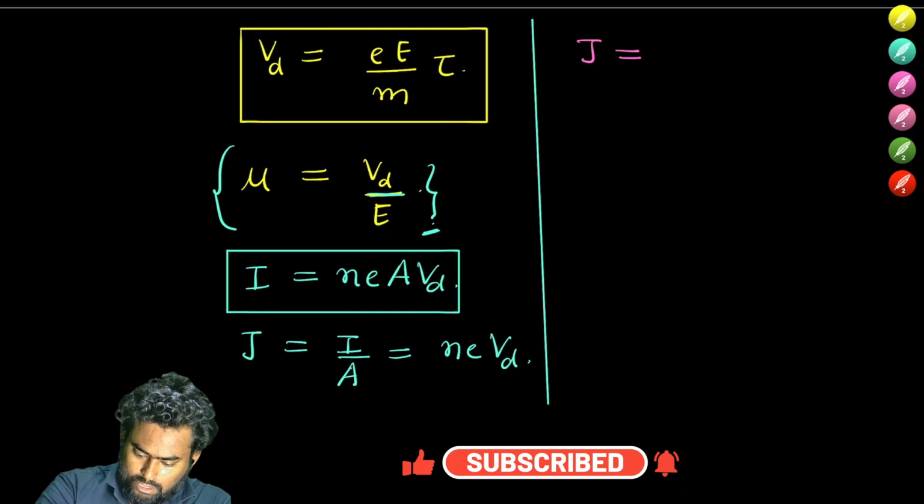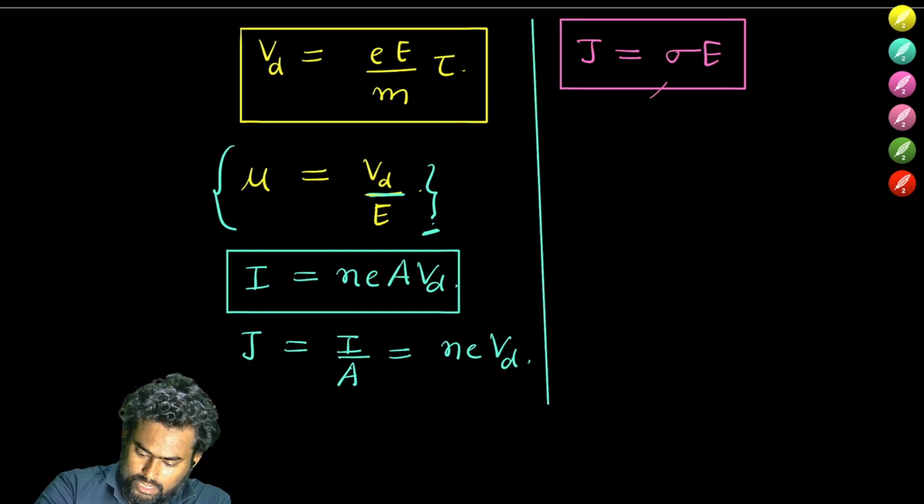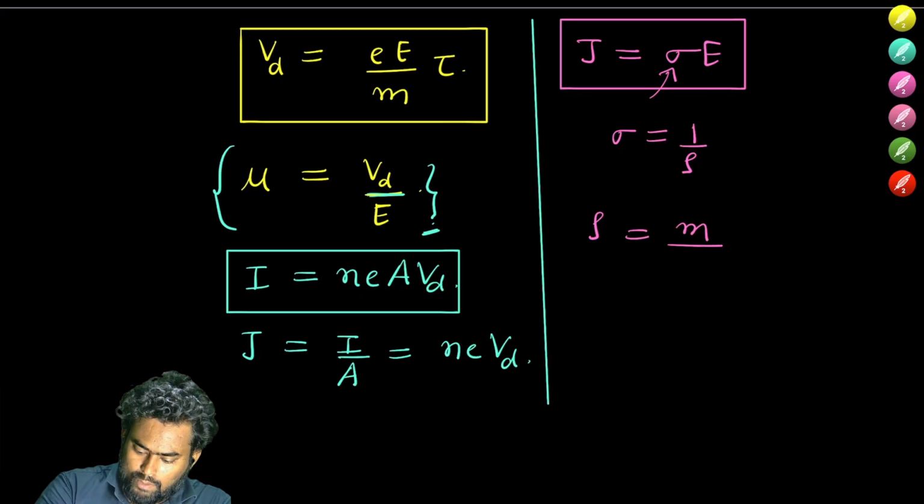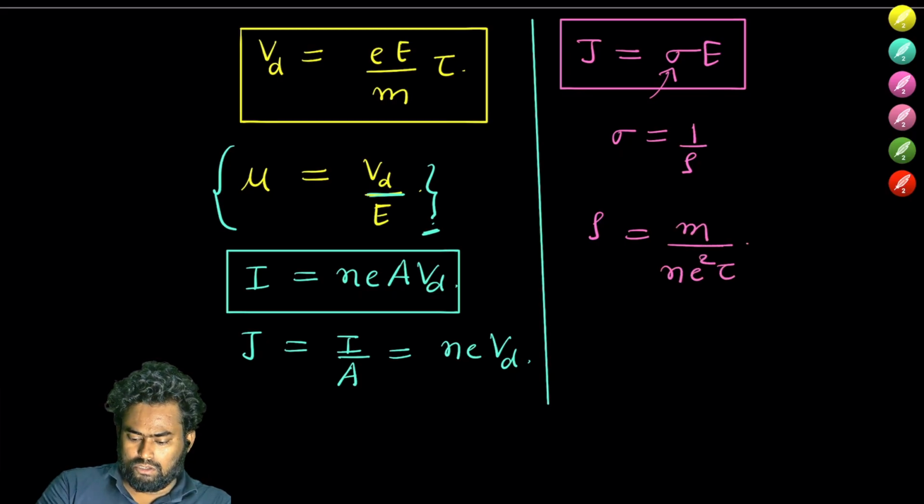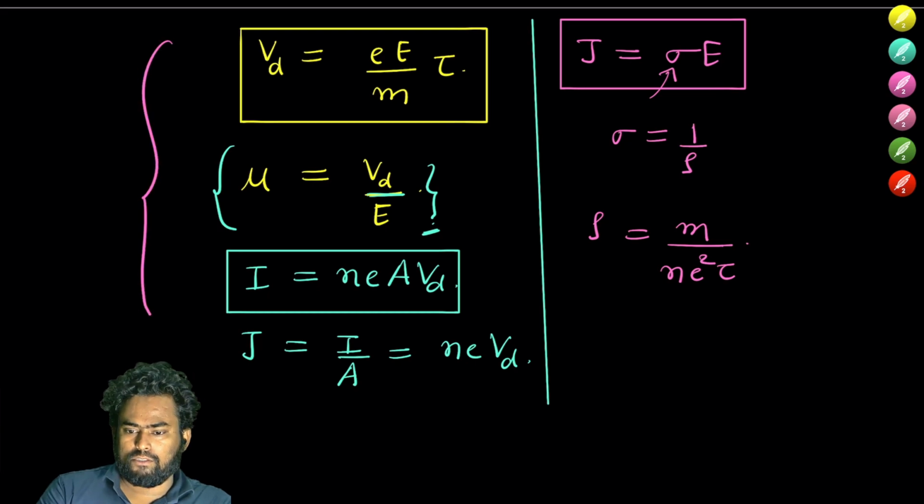J will also be equal to sigma into E. Sigma here is conductivity. Sigma equals 1 by rho, and for rho we already have m upon n e square tau. So this much you have to remember.